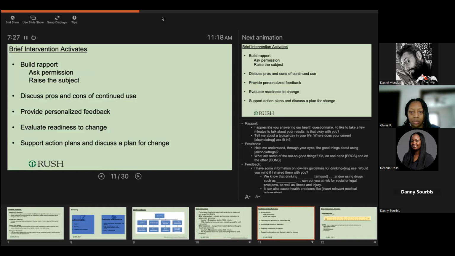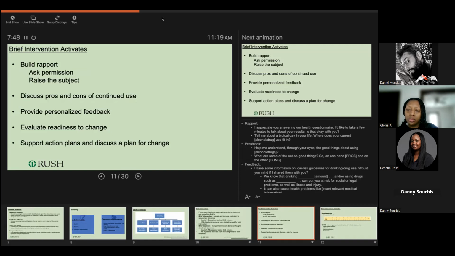Brief intervention also discusses the pros and cons of continued use. You want to ask, help me understand, through your eyes, the good things about using alcohol and drugs, and what are some of the not so good things. On one hand, you have the pros, and on the other hand, you have the cons, and they can see how one outweighs the other.